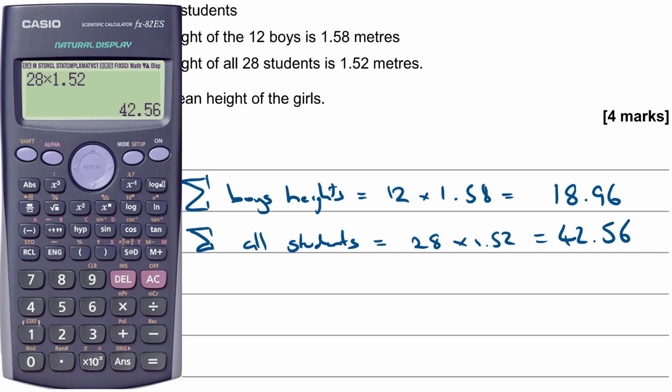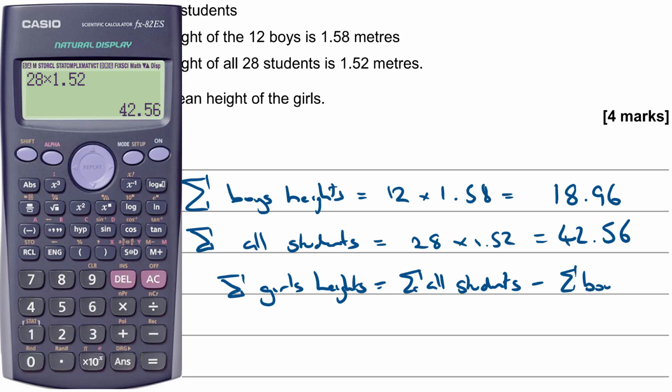Okay, so the girls' height then, the sum of the girls' heights is going to be the sum of all students, subtract the sum of the boys' heights. In other words, it's going to be 42.56 subtract 18.96, which is 23.6.